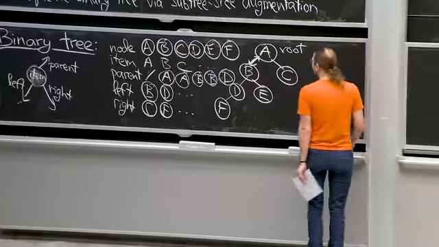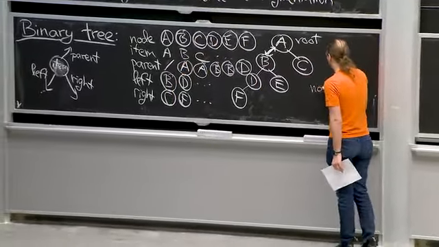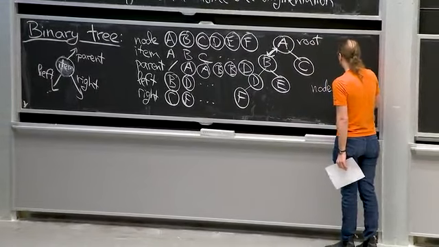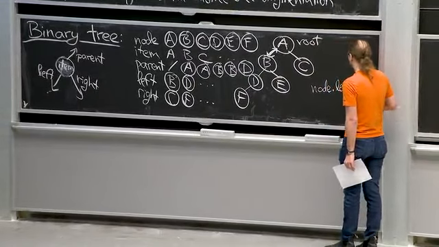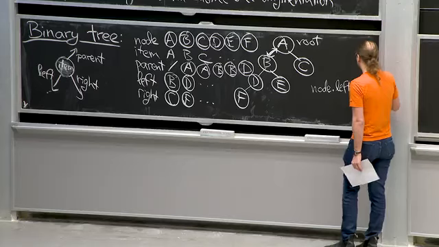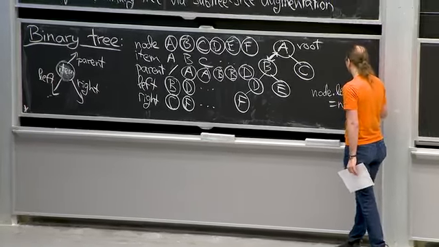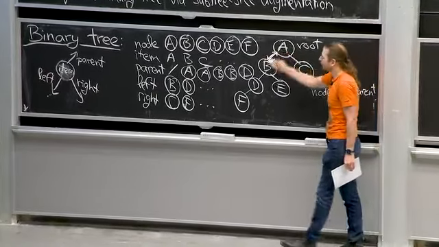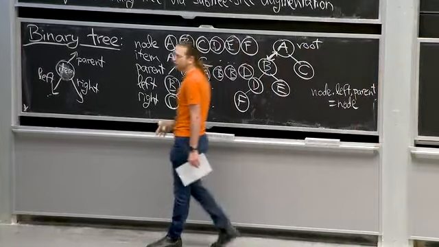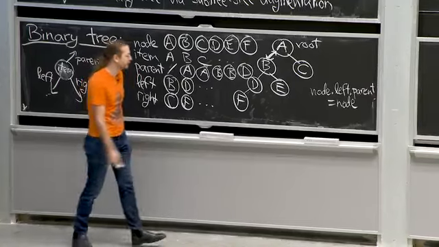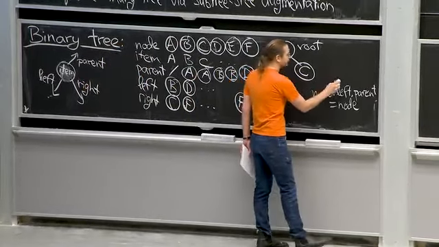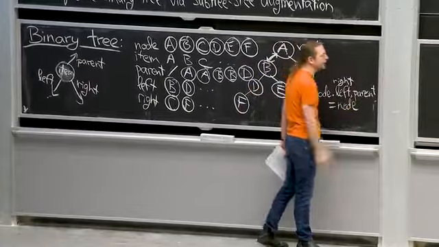A key invariant is that if you take a node and go to its left pointer, left child, and then go to that node's parent, this should be the same as node. Right, so that's just saying parent is always the inverse of a left or right operation. This is also true for right. Okay, and that's a binary tree.